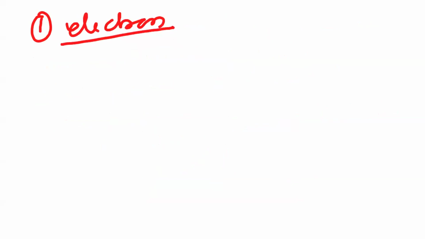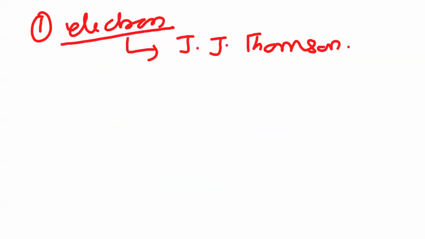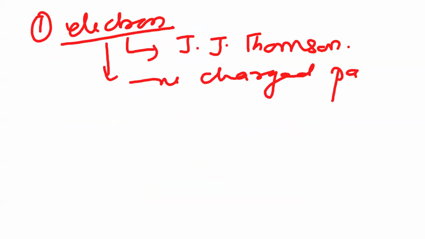Basically, in the case of the electron, it was Sir J.J. Thomson who in 1897 discovered that electrons are negatively charged particles. So how did he study it? He studied it by using a cathode ray tube.